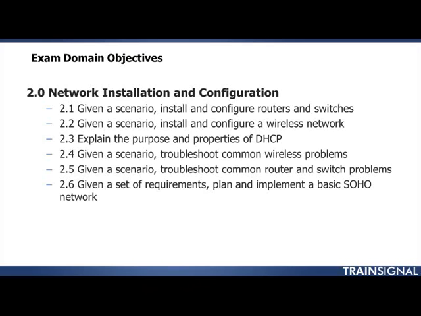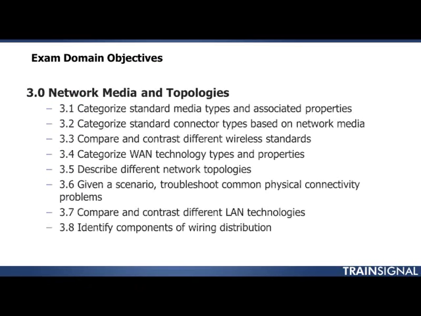Okay, so again, love the fact that these objectives are coordinating with what you should be doing to be successful in real life. Moving on to the third main domain objective, we have network media and topologies. So we talked very specifically about media, both cabled and wireless. We talked about, in more detail, some of the wireless standards. We talked about WAN technologies, the different networking topologies. Again, here we have troubleshooting, so we have troubleshooting physical connectivity problems.